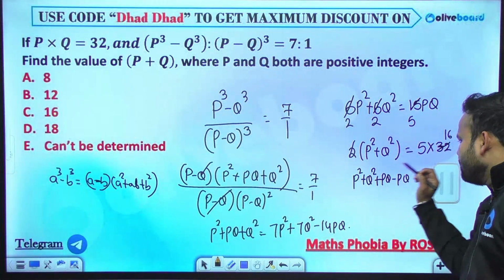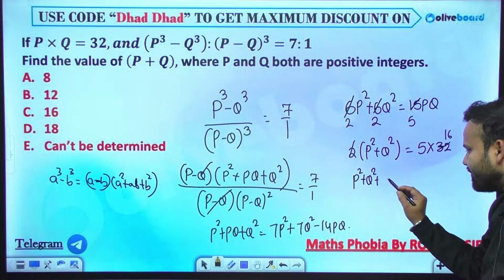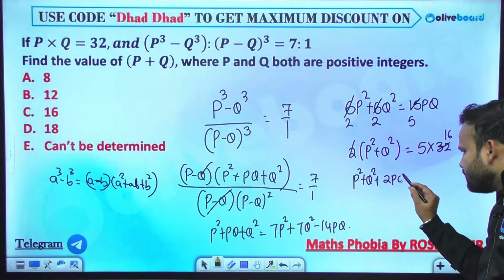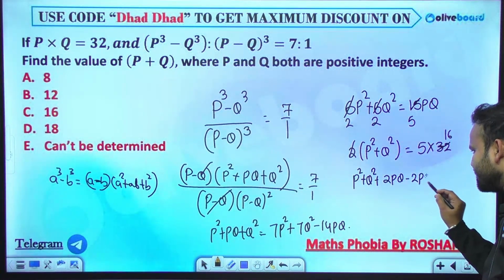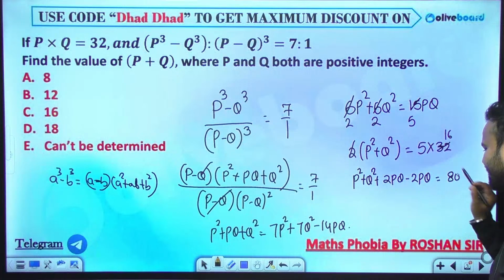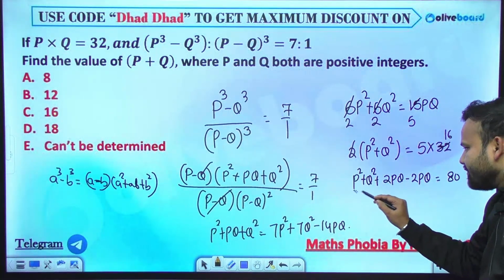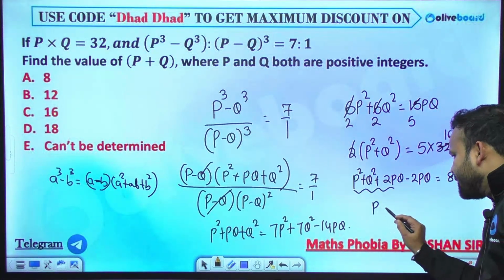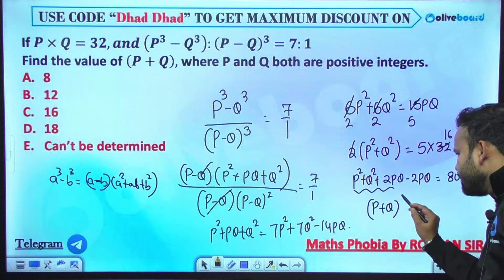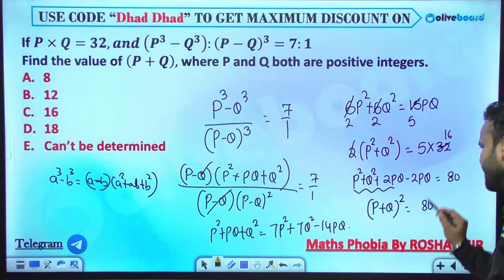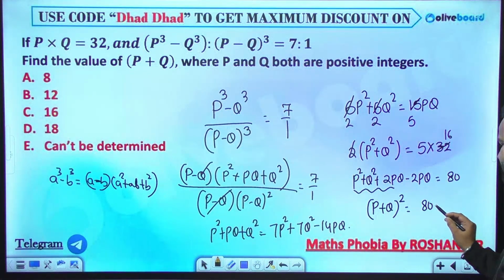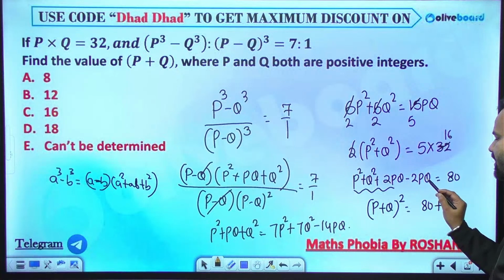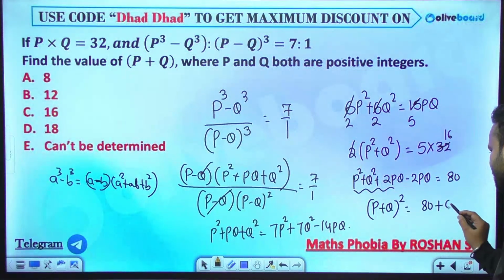Plus 2pq, p square plus q square, so put 2pq minus 2pq, adjust this, so this becomes 80. So this is balanced, but this is a complete formula. This is the formula of p plus q whole square, and this is 80, and this will come over here. This is positive 2 into 32. P into q is 32, so this is 264.